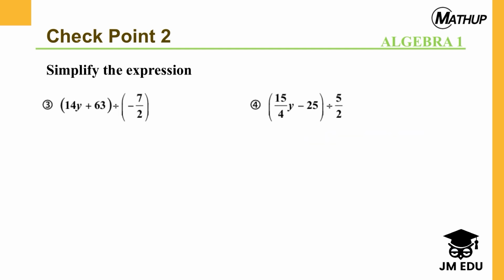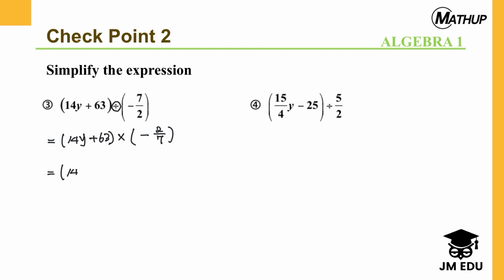Number 3, we have a division sign here, right? So the first thing we have to do is convert that to multiplication. So number 3 is equal to 14y plus 63. We're going to convert that to multiplication times negative 2 over 7. So that is equal to, now we're going to apply the distributive rule, right? So negative 2 over 7 times 14y plus negative 2 over 7 times 63.